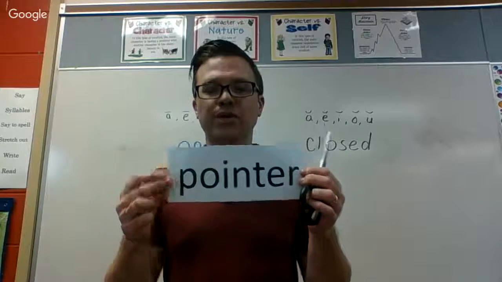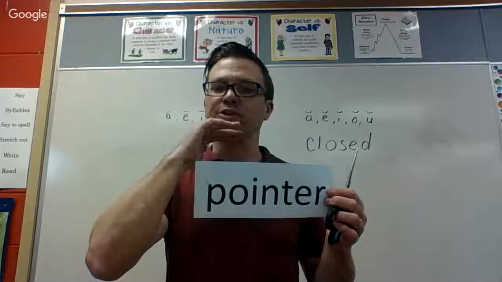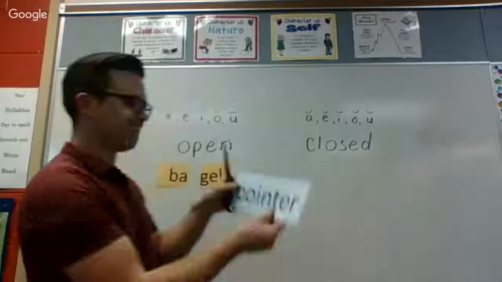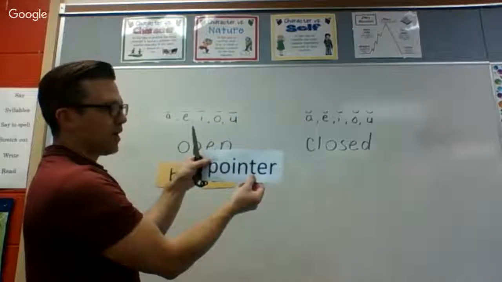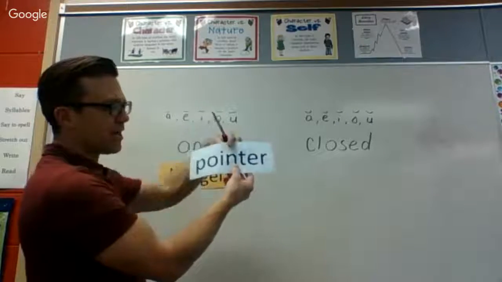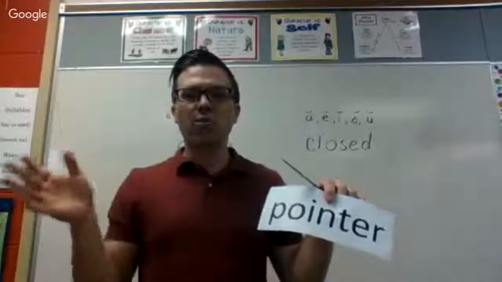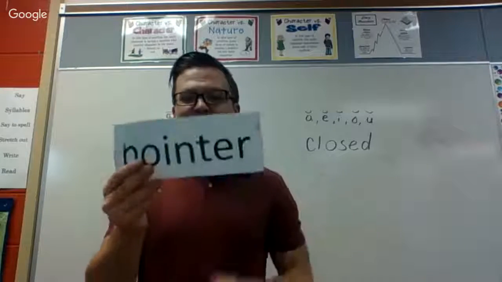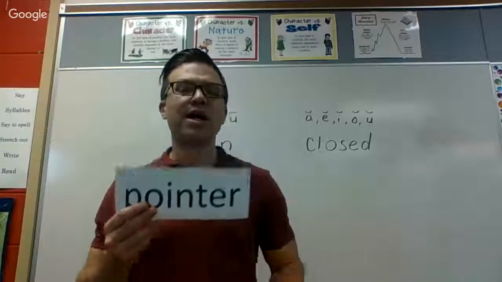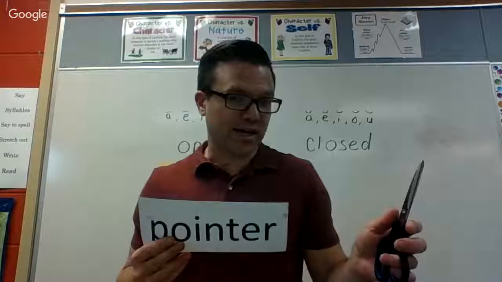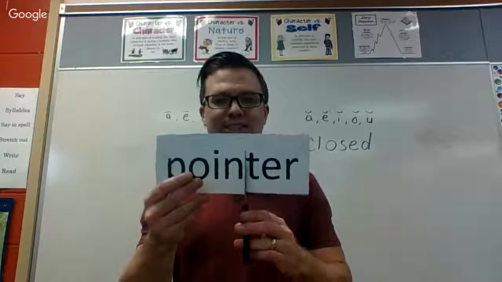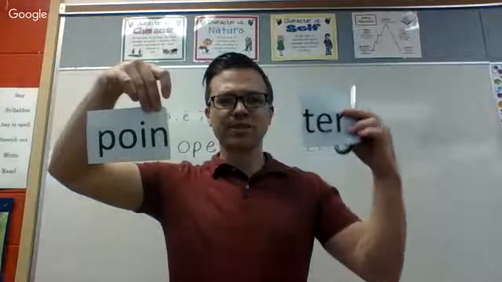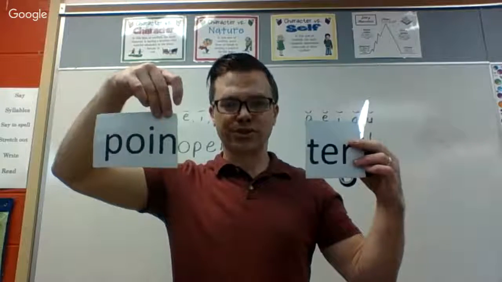Pointer. Use your hand or clap or snap or whatever you need to do to figure out where your 2 parts are in your word pointer. Pointer. Now, do you see how you hear 2 consonants in the middle of the word? Point, pointer. Do you hear that? Whenever I have 2 consonants in the middle of a word, a lot of times, now not always, but a lot of times, guess what? I just split the 2 consonants in half. And one goes with 1 syllable, and the other goes with the other syllable. Pointer, pointer.